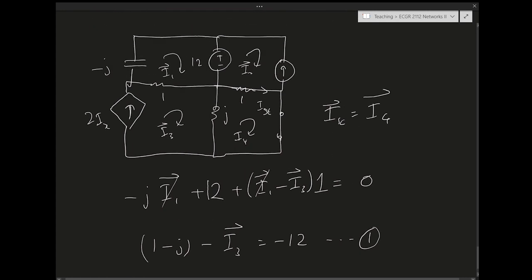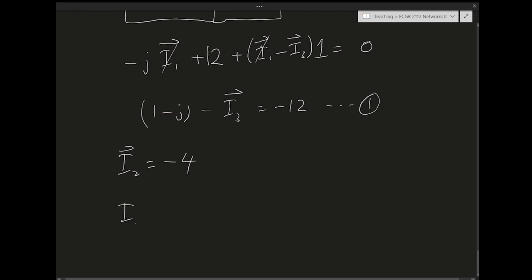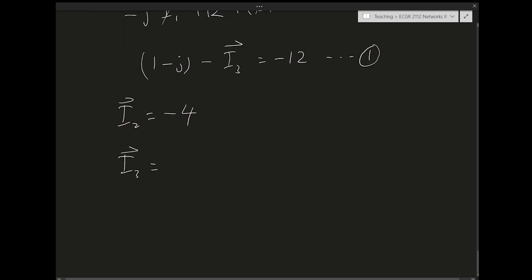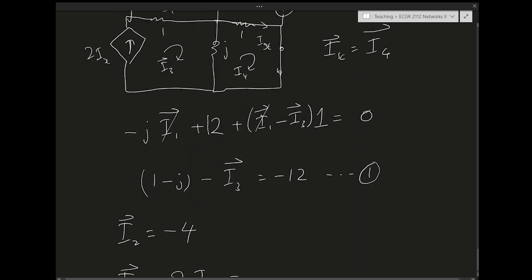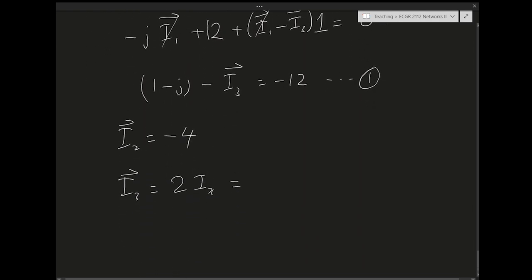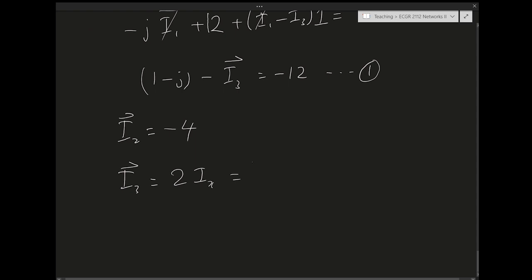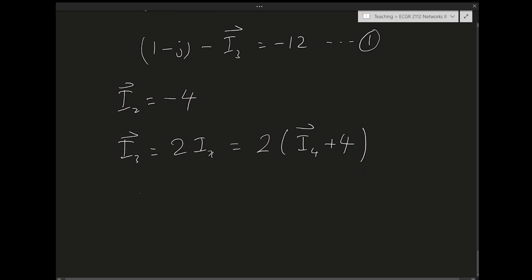The third equation I get from the I3 loop. I know that I3 equals what? 2Ix. But what's Ix? Ix is here, right? Ix is just I4 minus I2. So this equals 2 times I4 minus I2, but I2 is minus 4, so this is going to be plus 4. So I end up with I3, take I4 to the other side, minus 2I4 equals 8. This is the second mesh equation.